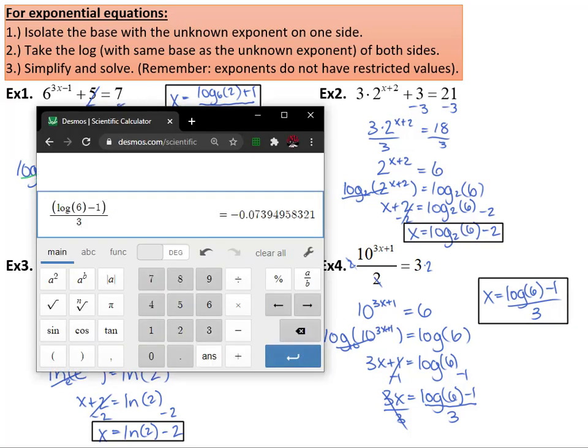And there we go. There's a decimal approximation there. Log of 6 minus 1, all divided by 3.